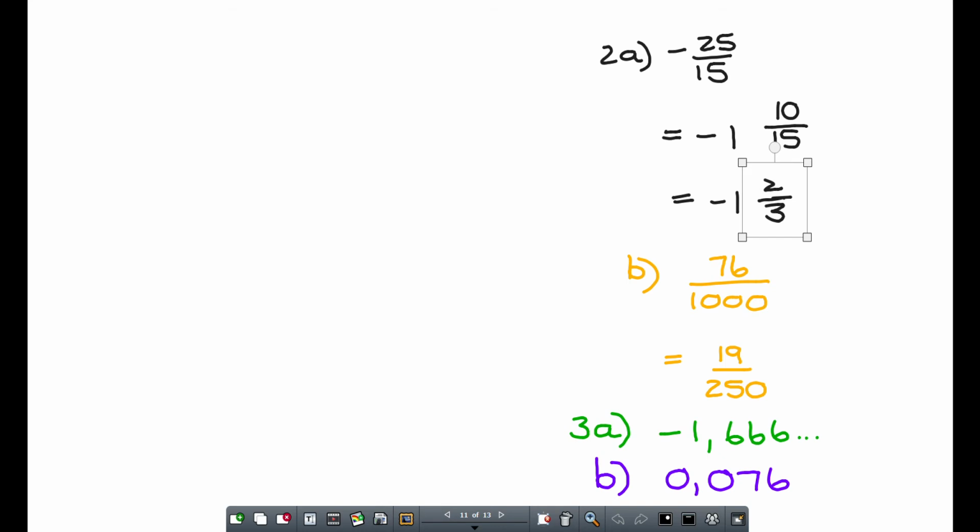Then at 3A, they say write the common fractions that we got at question 2 as decimal numbers. Now, this first one, minus 1 and 2/3 would be minus 1, comma 6666666, and it goes on and on and on. Okay, then B, 76 over 1000. That 1000 tells me that I've got to have 3 spaces here by my decimals. And I only have 76. We said we fill it in from the back. So that's why I have 76.